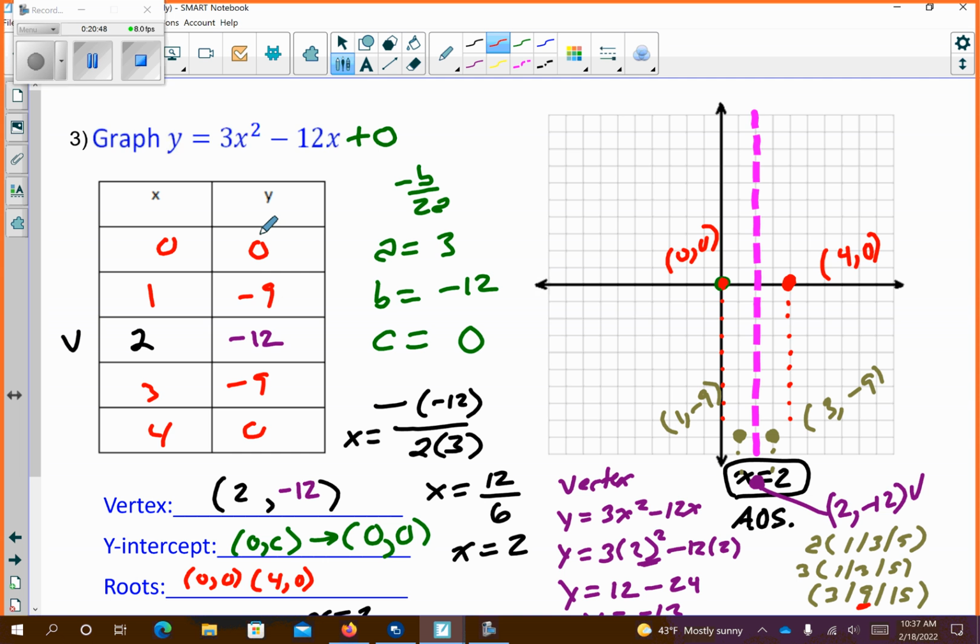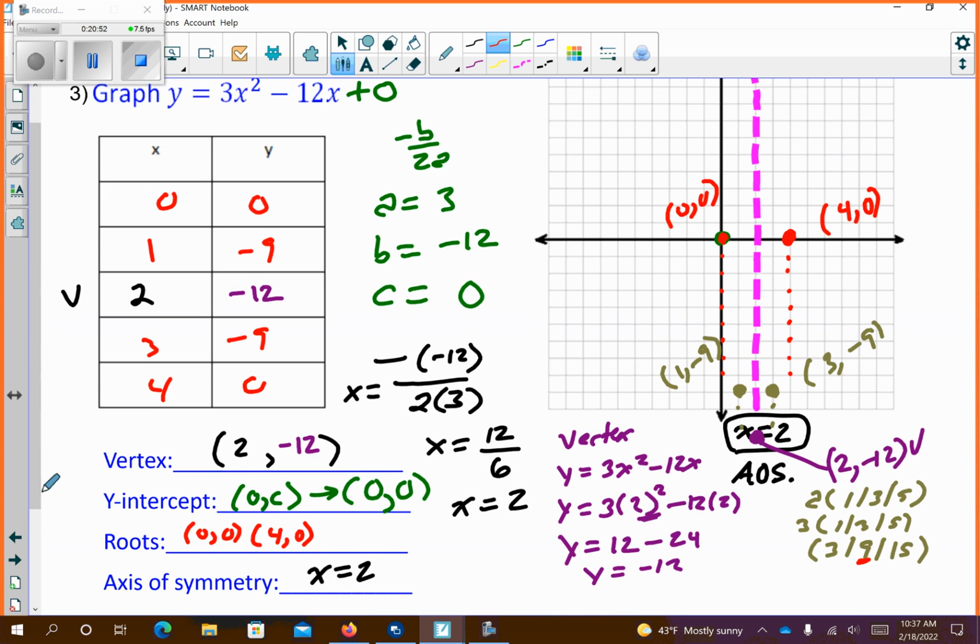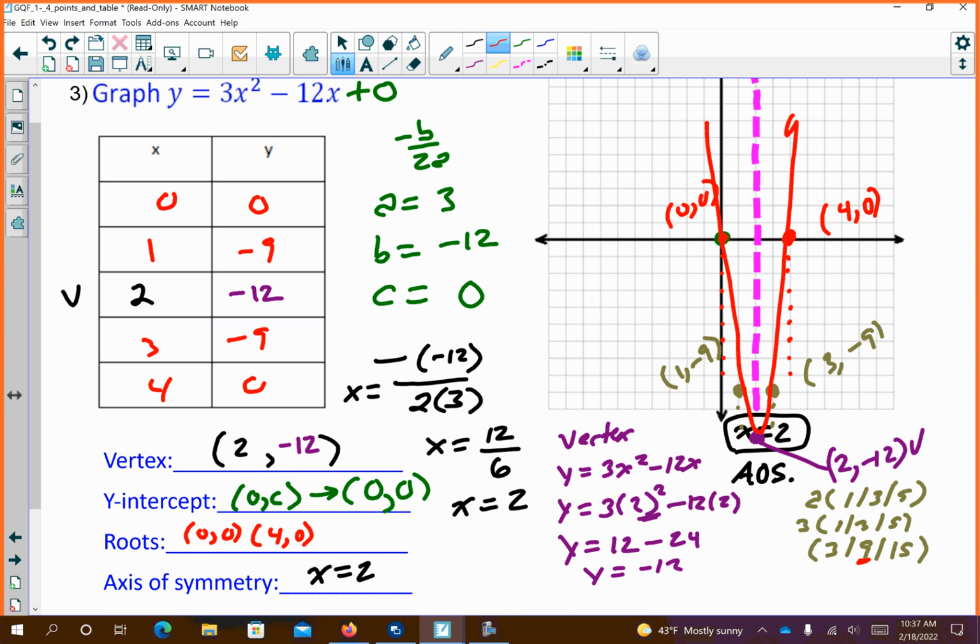So we filled out the t-table just looking at our graphs. Have we answered everything on that? We've answered everything. Only thing left to do is make our parabola. Oops, I can make it better. There's our parabola. Okay? So this is different than what we're used to. Agree?